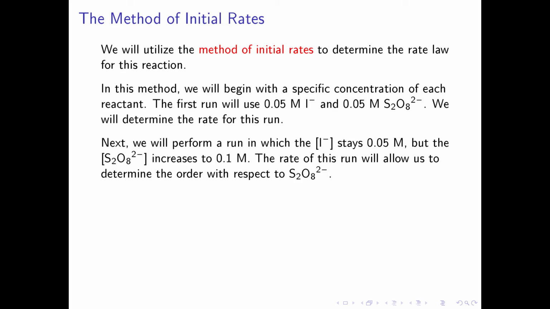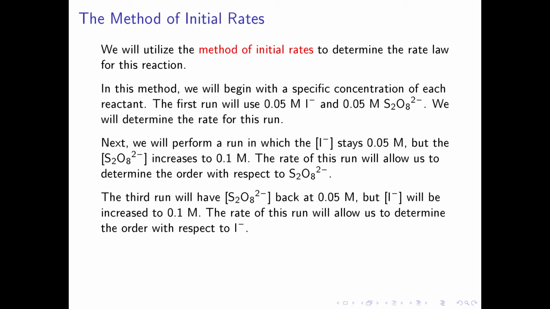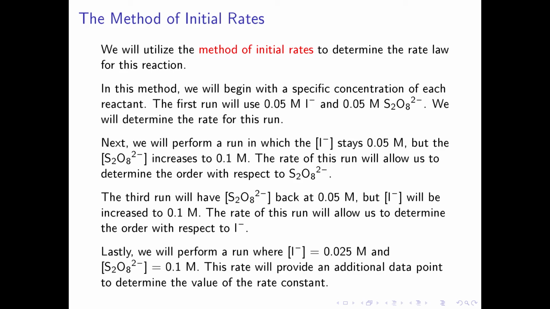The third run will have peroxydisulfate ion concentration back at 0.05 molar, but now the iodide ion concentration will be increased to 0.1 molar. The rate of this run will allow us to determine the order with respect to I⁻. Lastly, we will perform a run where the concentration of iodide is 0.025 molar and the concentration of peroxydisulfate is 0.1 molar. This rate will provide an additional data point to determine the value of the rate constant.